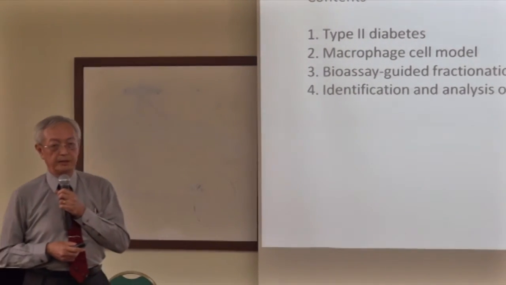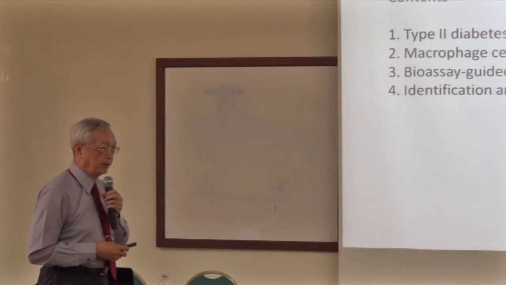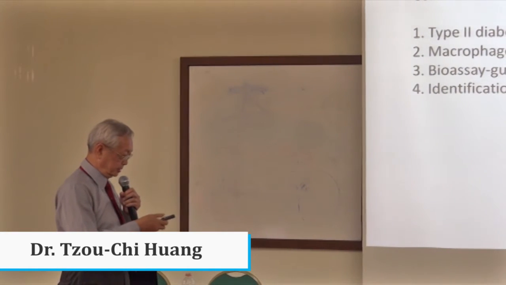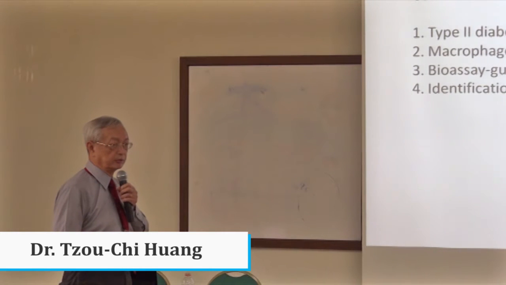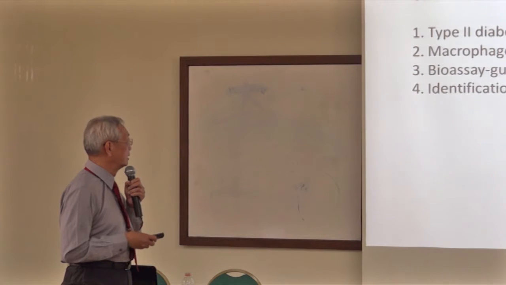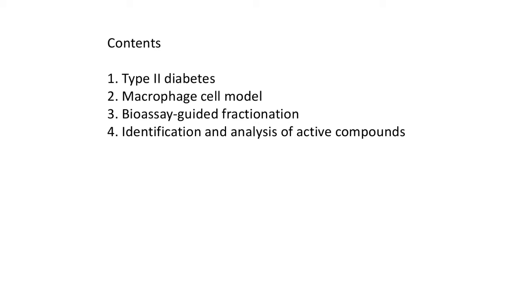To identify an active component, I take diabetes as an example. I think macrophage is responsible for the inflammation, and for compounds, we need bioassay-guided fractionation to save time. So some details about the identification of the new compound will be presented.